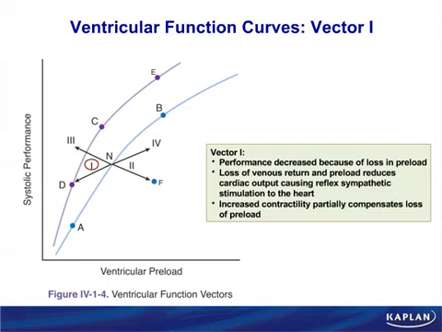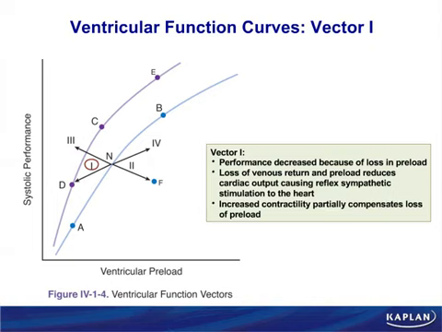Notice, if it were just a pure loss of preload, we'd go from N to A. We have much lower performance at A than we do at D. So, the initial event was a loss in preload, and then a reflex increase in contractility, trying to compensate for the loss in preload. So again, the initial event here is a reduction in preload. And we know it's Frank Starling because preload and performance go in the same direction.